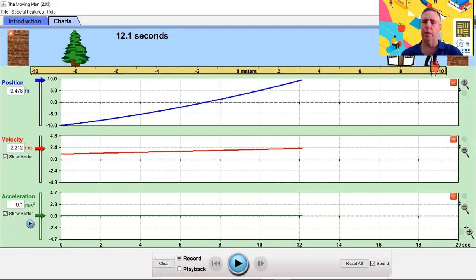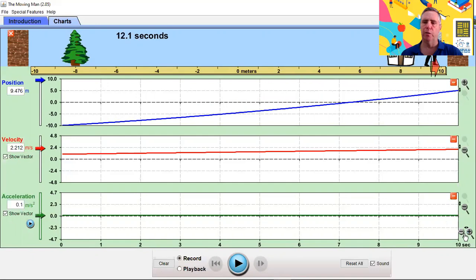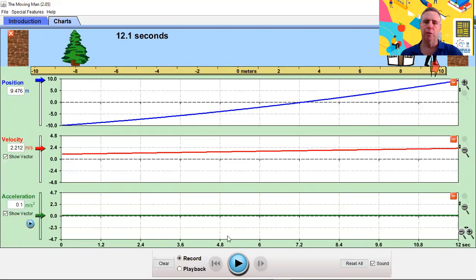If I expand the time scale a little bit, you can see what has happened here. So acceleration is constant. It's a very small acceleration, but I think you can see it's just above the axis. From an initial velocity of 1 meter per second, you can see that the velocity has increased, but it's increased as a straight line, whereas the position time graph is now curving upwards.